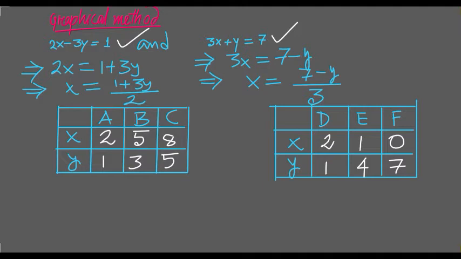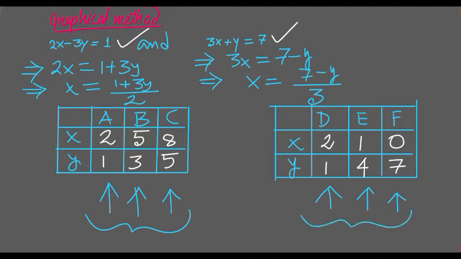In the first case you have the point 2, 1. Here you have the point 5, 3. You have the point 8, 5, then 2, 1 here, 1, 4 and 0, 7. We need to plot these 6 points on the graph. When we join these 3 points, it will give us the first line. When we join these 3 points, it will give us the second line, and the point of intersection, if any, if it is parallel or if it is overlapping over each other. We will see everything in the graph itself.